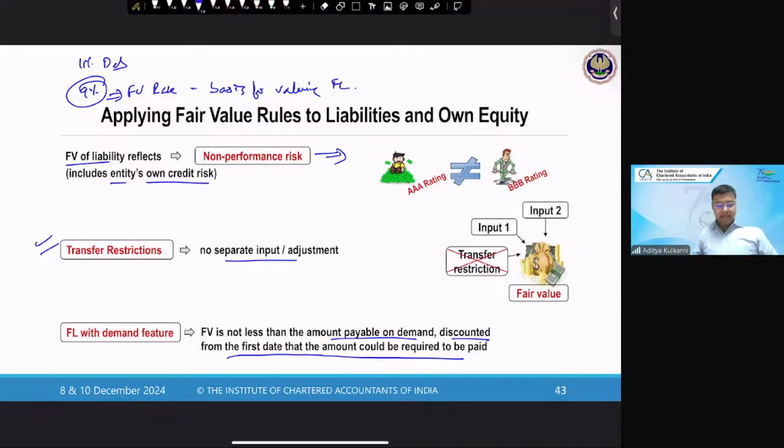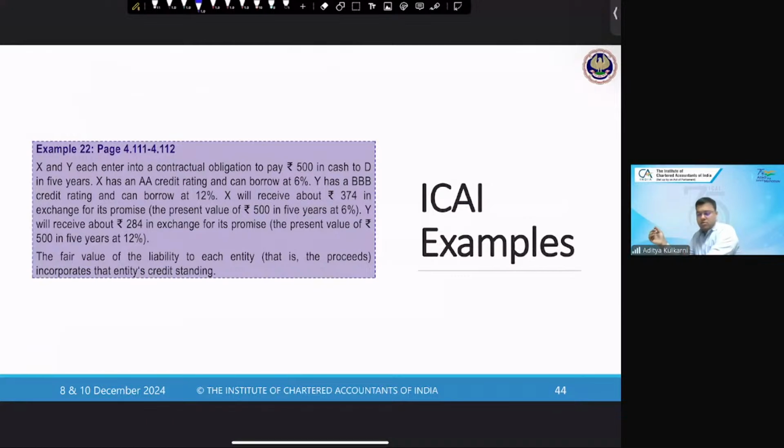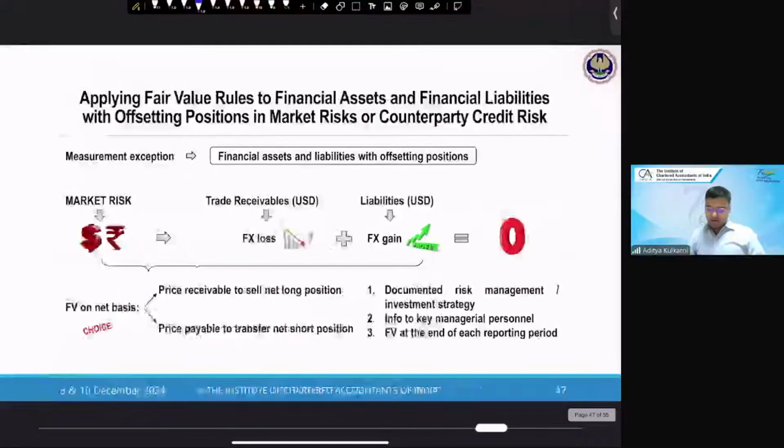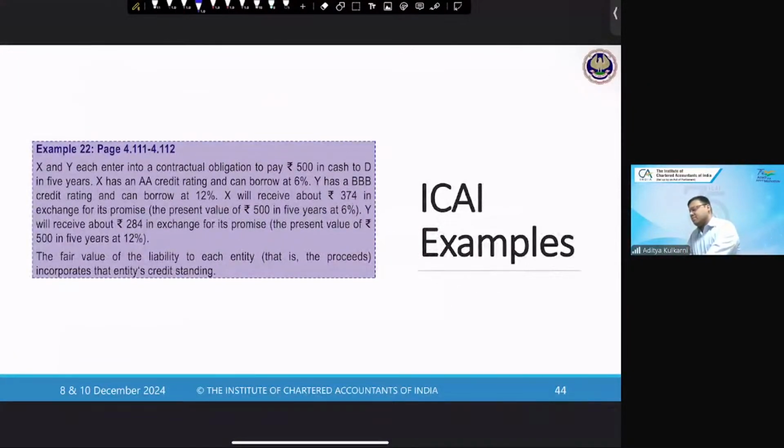Now the next one is, let us look into some illustrations. Almost we are at the end of the chapter.